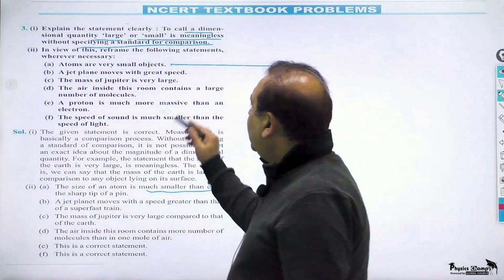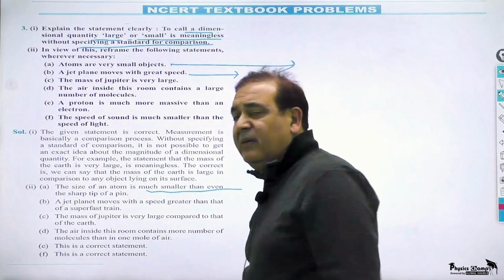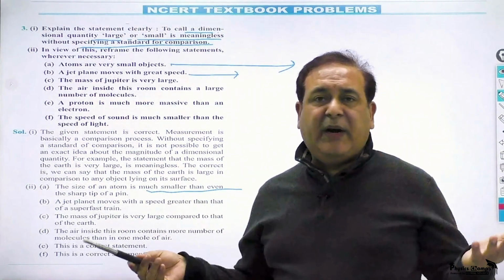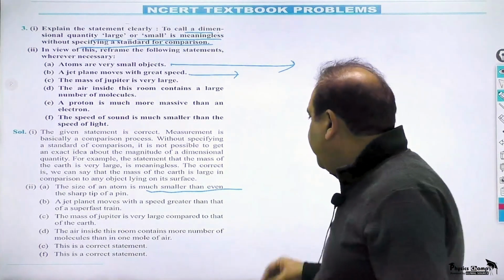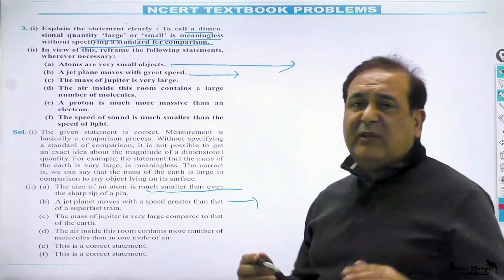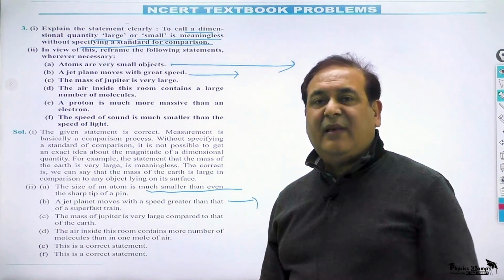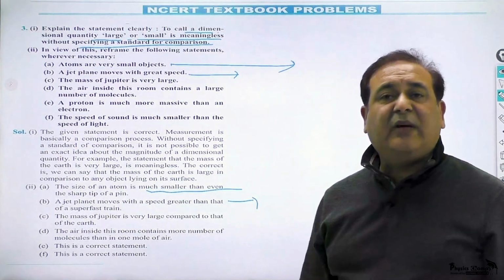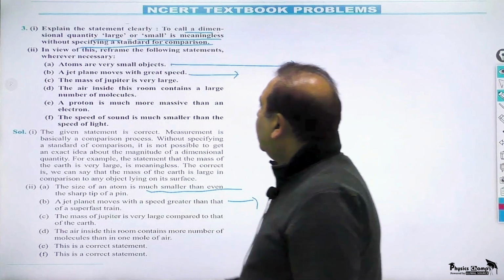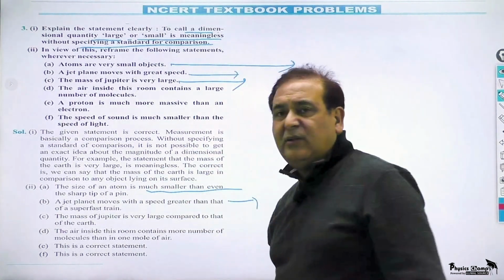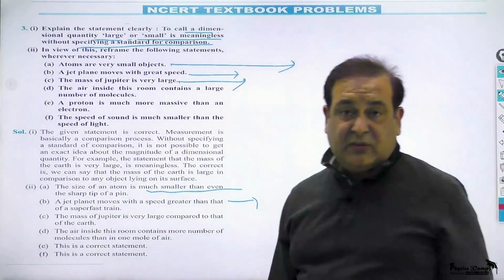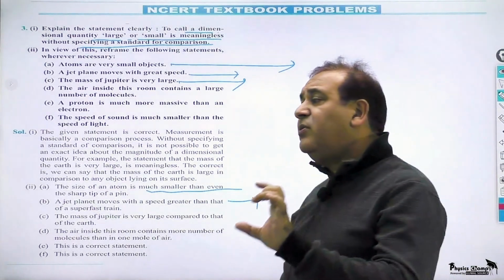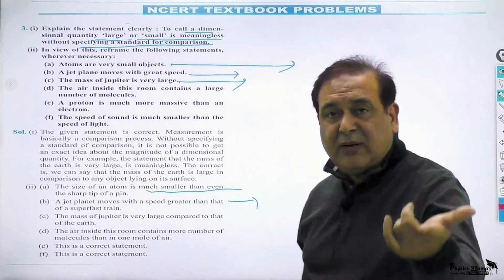Second, a jet plane moves with great speed. Now, just by saying a jet plane is moving at great speed, I don't have an idea. But if I compare the speed of a jet plane with the fastest train on earth, I can say yes, it has a much higher speed than even the fastest train on earth. The mass of Jupiter is very large. It doesn't give any idea, because the mass of Sun is even more than Jupiter. So we can say mass of Jupiter is very large as compared to mass of Earth.